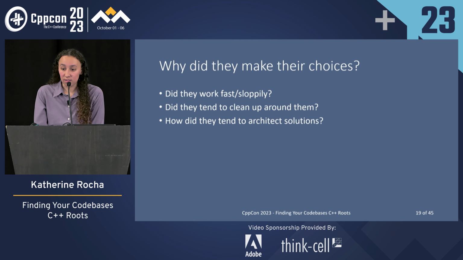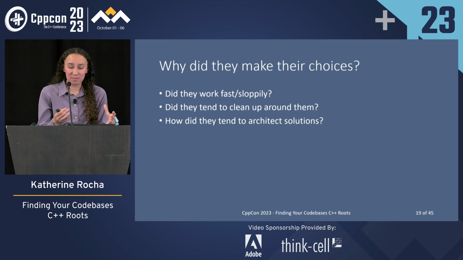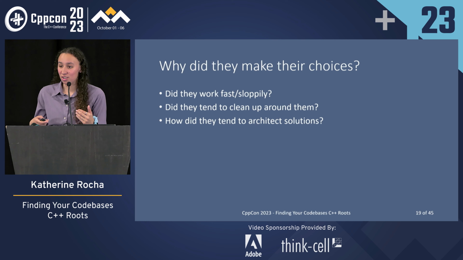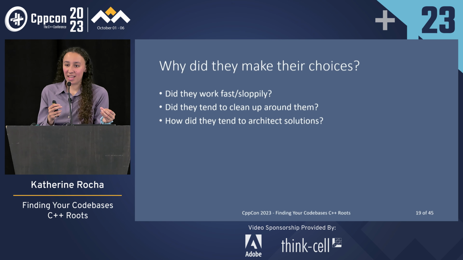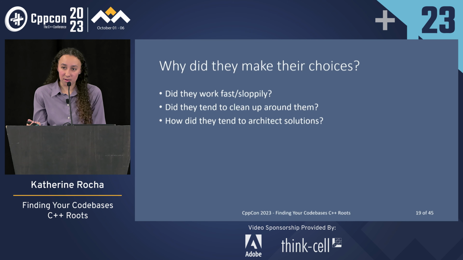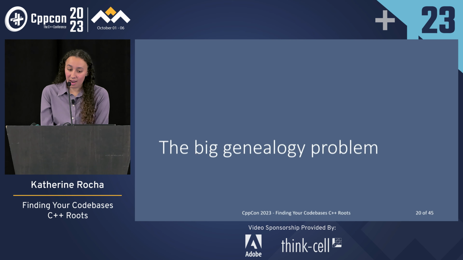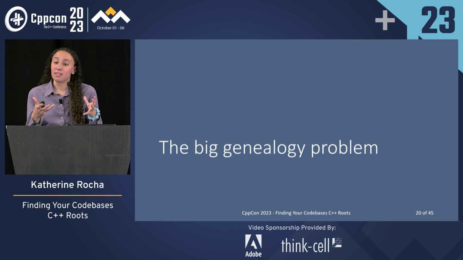As well as architecting solutions. So sometimes people make things more complicated than they need to be, and sometimes people make it like way simpler than it needs to be, so then you start doing a solution and you're like, I have to re-architect the whole thing because this simple basic way doesn't expand into what I need it to expand to. So that's the end of the people. And then now we're gonna get into that big genealogy problem that we see in genealogy that's the same as in C++.